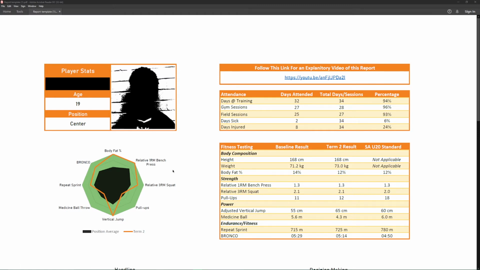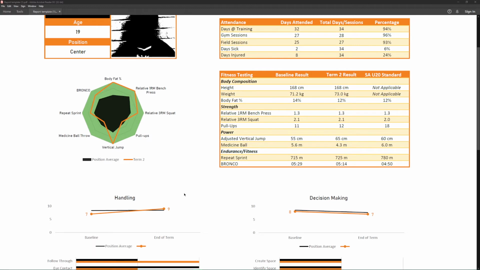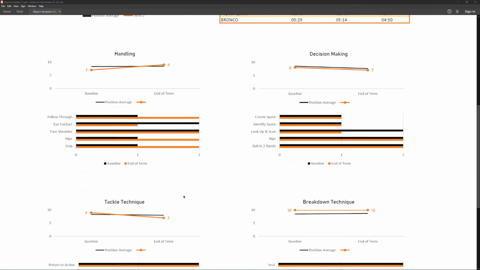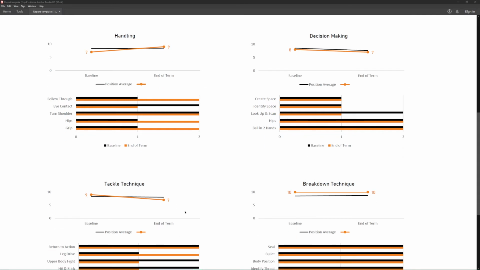So that concludes the fitness testing side. Moving on to the skill assessment, again, this is the same as term 1. The only difference is based on our UXI rugby curriculum, the core skills have changed for this term. So that, again, doesn't mean this is all that was trained.